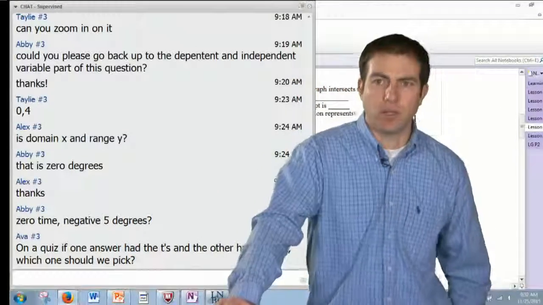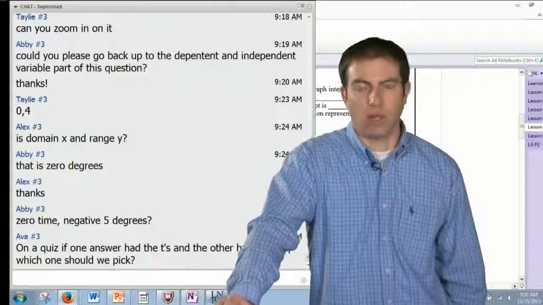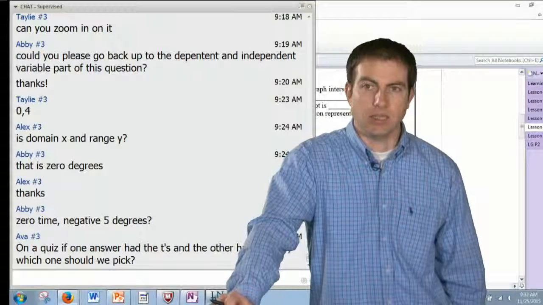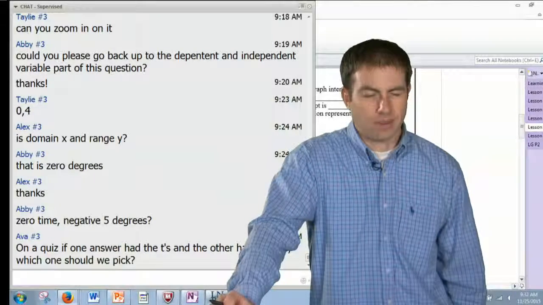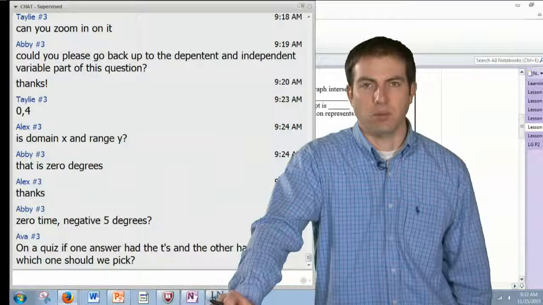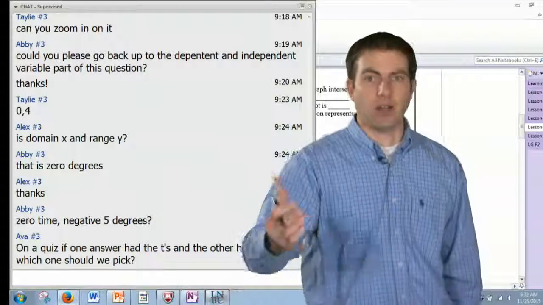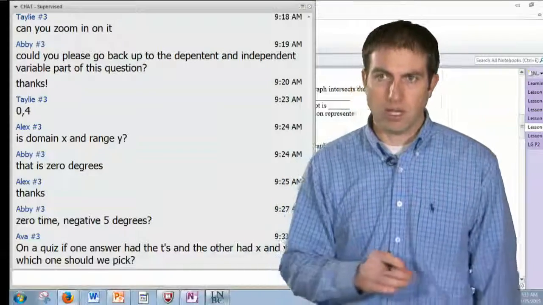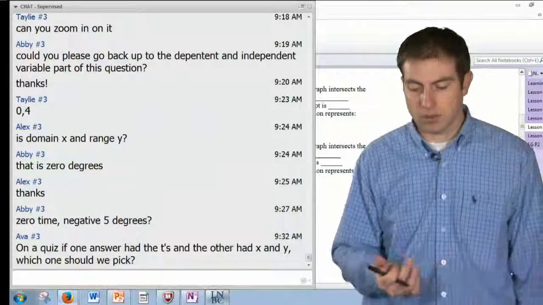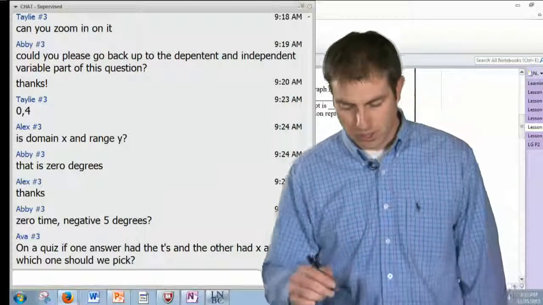Ava's asking a question about if one answer on a quiz had the x and y and one had the t and other t. Generally speaking, you're not, I shouldn't say you're not going to, but you wouldn't probably see one like that. You'd always just have whatever the graph had on it. It wouldn't say x and y if the graph was measuring time and temperature. So you wouldn't encounter something like that, generally speaking. I think it was just kind of a lapse in concentration on my behalf.